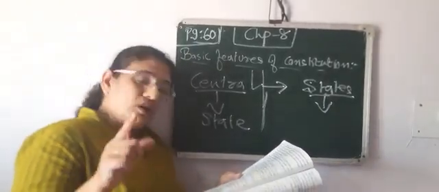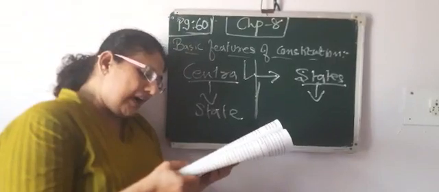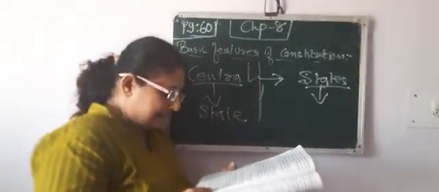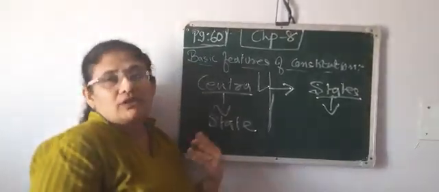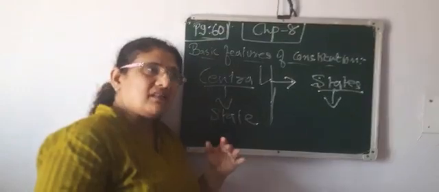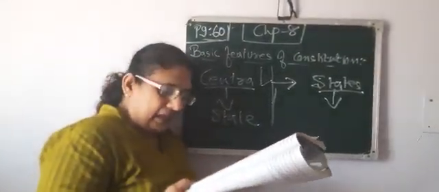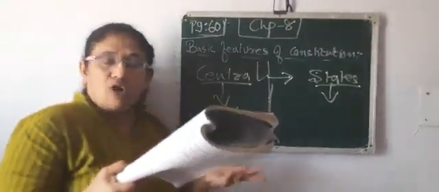Now the other is the concurrent list. Concurrent list means both are included. In addition to this, the constitution provides for a third list that is called the concurrent list, which consists of subjects of common concern both for the central and the state. Means where central and state have the same concern. The central and state governments can pass laws on these subjects.